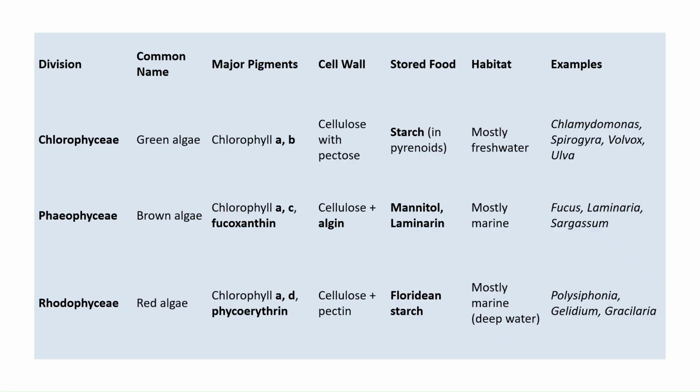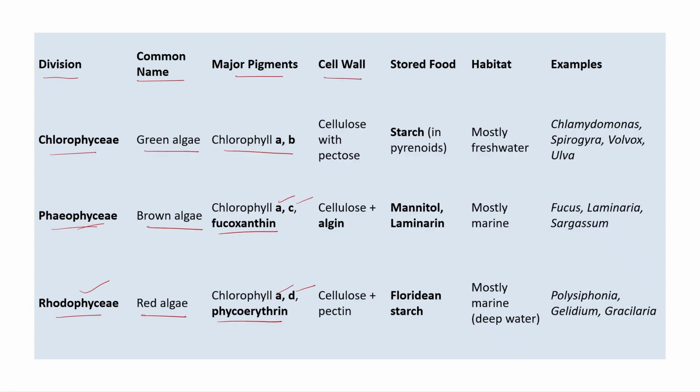Let's recall the three types: Chlorophyceae, Phaeophyceae and Rhodophyceae. The common name for chlorophytes is green algae, for phaeophytes brown algae, and for rhodophytes red algae. The major pigments in chlorophytes are chlorophyll A and B. In phaeophytes, chlorophyll A, C and fucoxanthin. In rhodophytes, chlorophyll A, D and phycoerythrin.